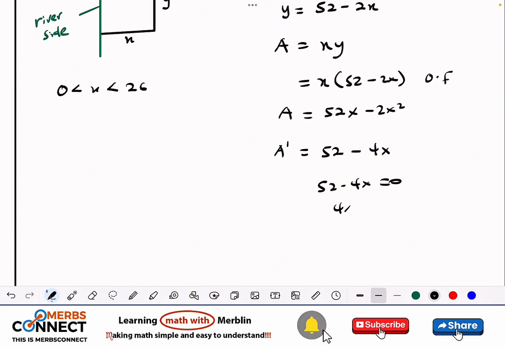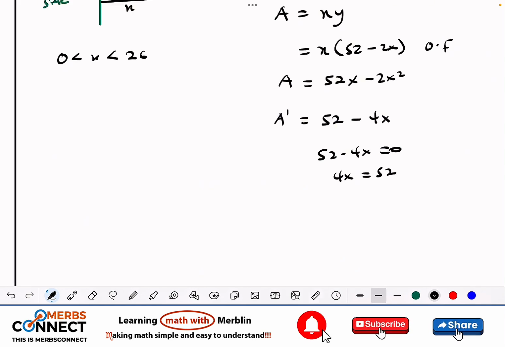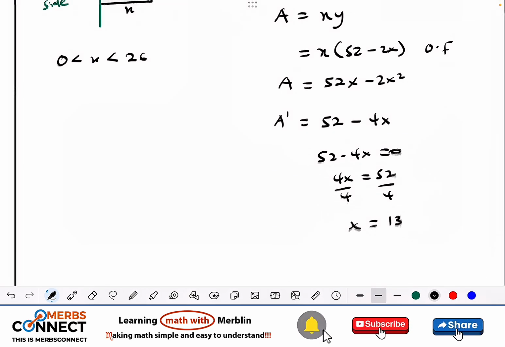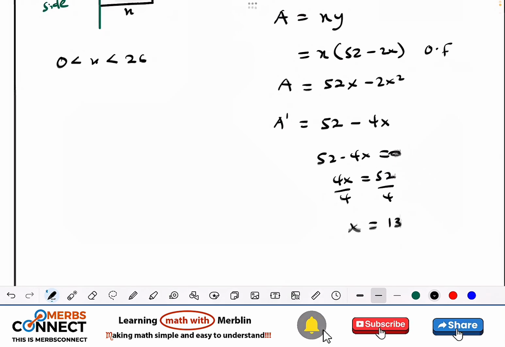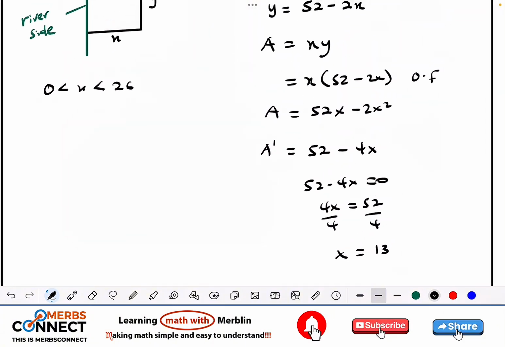And we are going to have 4x is equal to 52. Divide both sides by 4, and I think x should be equal to 13. Yes, that's what we need to get, because this is like 2, 26, yeah, 13. So this is the x value that we are going to get.